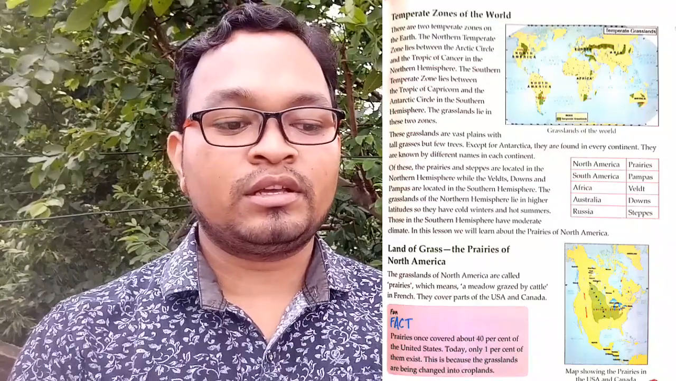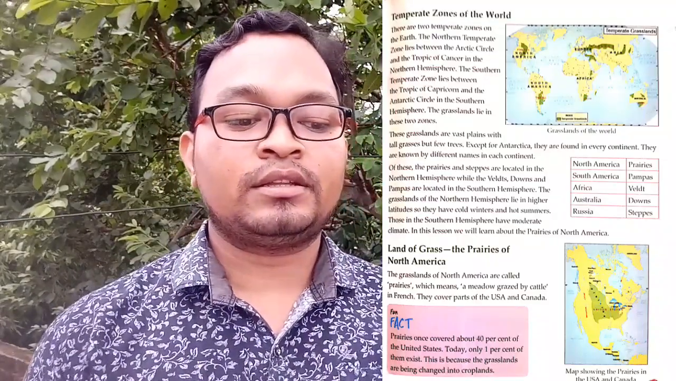So we are going to see the temperate zones of the world, and it is going to make our chapter very clear, and we can understand which are the temperate grasslands and what their names are. We are going to discuss all these things. Names of the grasslands: the prairies of North America.